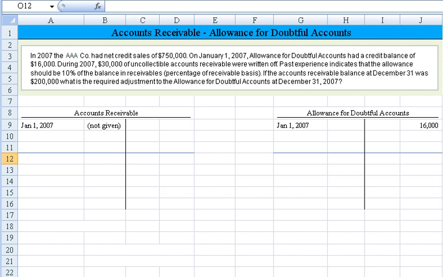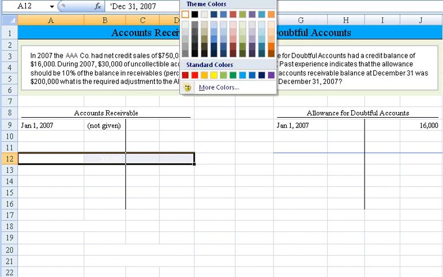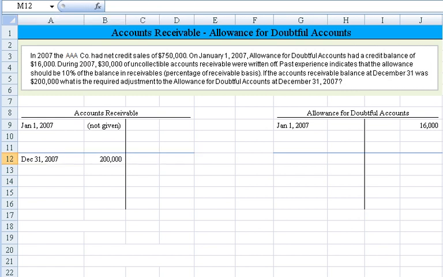at December 31st? Okay, well, let's figure out what's given. First off, we know that the 16,000 in doubtful accounts is given. We don't know the beginning balance of the year, but I've worked this ahead of time, so I'm just going to turn my fonts into a color that you can see. So we do know at the end of the year we have 200,000 in accounts receivable, given right above my mouse there. During the year, 30,000 of uncollectible accounts were written off.